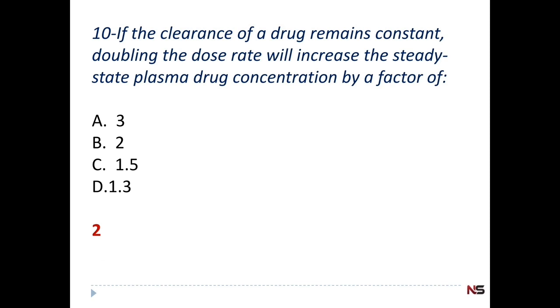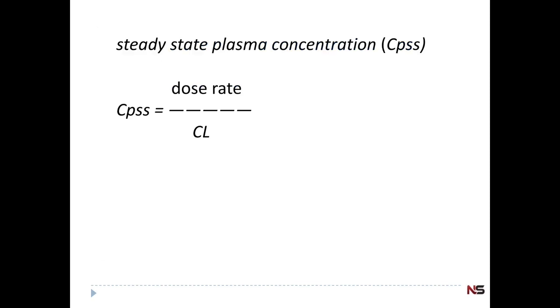So we are moving to see the details of this question. Here we can see the relation between steady state plasma concentration, dose rate and clearance. Steady state plasma concentration is equal to dose rate divided by clearance. In the question it's mentioned clearance remains constant. If the clearance remains constant and the dose rate becomes double, automatically the CPSS should be double. So that was the question. When the dose rate increases to twice, the CPSS also increases twice when clearance remains constant.